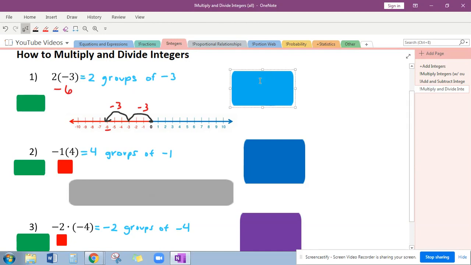And you could also use the tiles if you want, so I could think of it as two groups of negative 3. So I have a group of negative 3 and another group of negative 3, and in total I would have 6 negatives. Alright, for the next one I have negative 1 times 4.